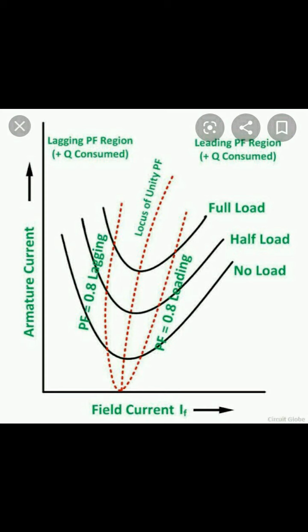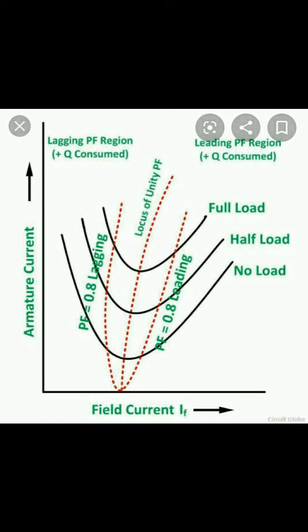The region in which the field current is less than the normal value is known as the region of under excitation or lagging. Then if the field current is further increased, the power factor becomes leading and begins to decrease, and the armature current begins to increase. This region, in which the field current is more than the normal value and the armature current leads, is known as the region of overexcitation or leading.